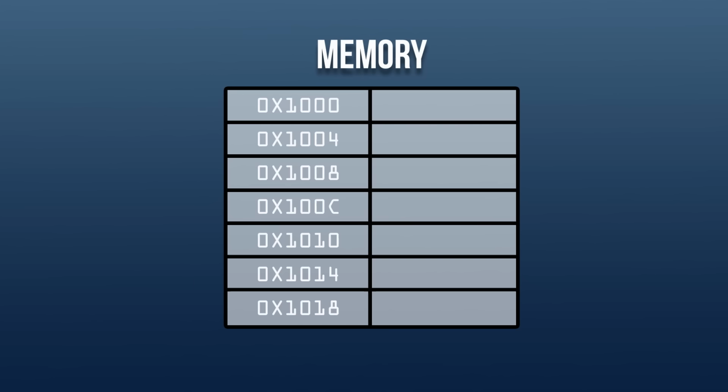So here, I've laid out an example of memory. Memory in our example has two features, an address and a value. The address is the location of the memory, meaning where that memory lives. And the value of that memory is the data stored at that location, meaning what memory lives there.